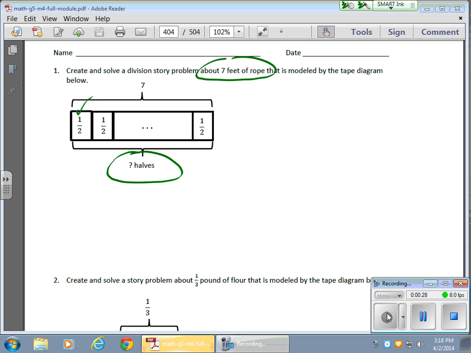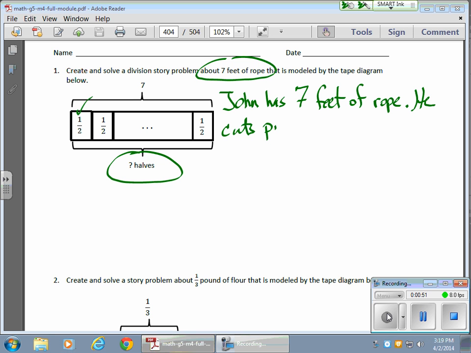And I suppose the question needs to be how many halves do we have here? So let's create a problem. We have 7 feet of rope. Let's see, John has 7 feet of rope. And according to the picture, the rope is being split into half foot sections here. So he has 7 feet of rope. He cuts pieces that are half a foot in length.